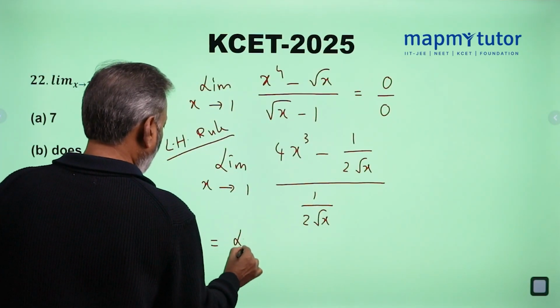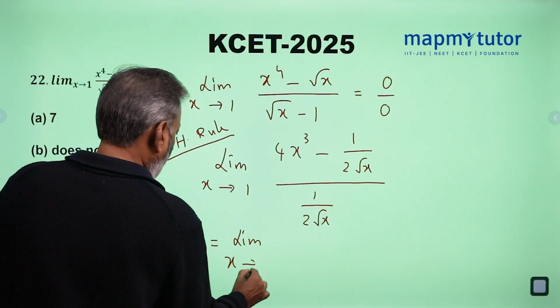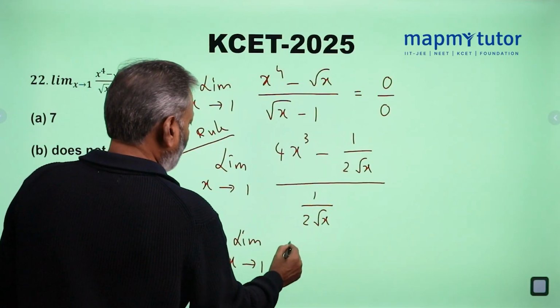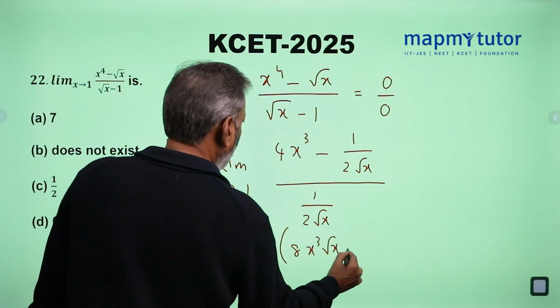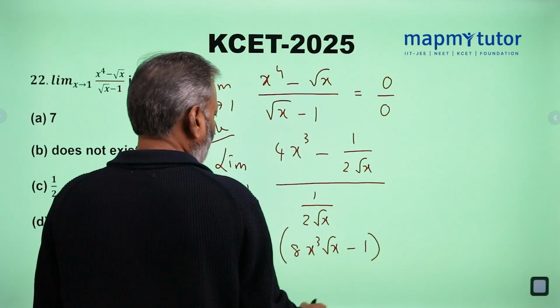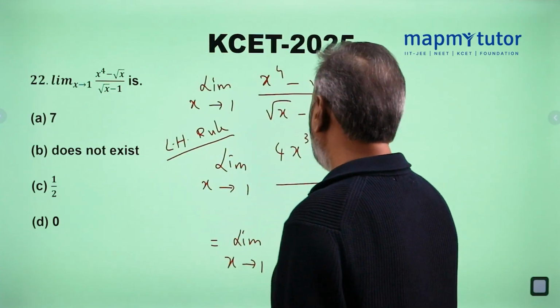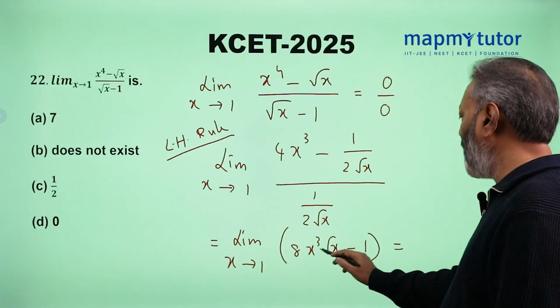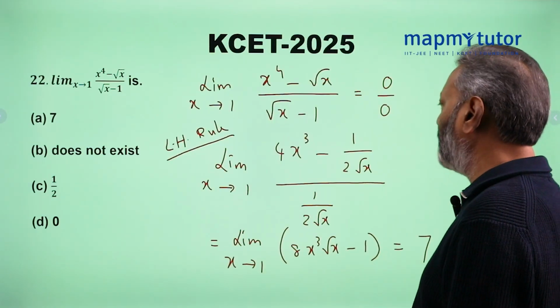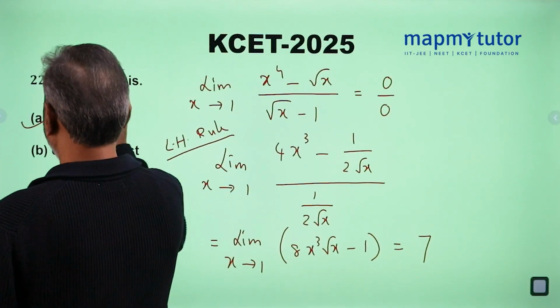Or if I simplify, that means I have to multiply with the 2 root x, right? So it will be 8x cube root x minus 1 because 2 root x gets cancelled. And now there is no fraction at all. So there is no chance of getting 0 by 0. Come on, put x equal to 1 now. 8 minus 1, 7. Yes, A is the right answer.